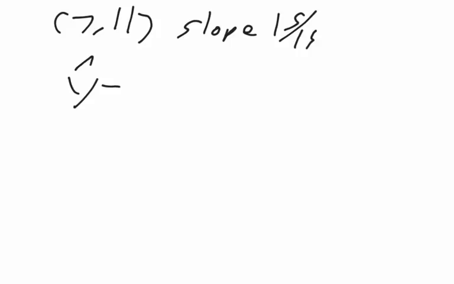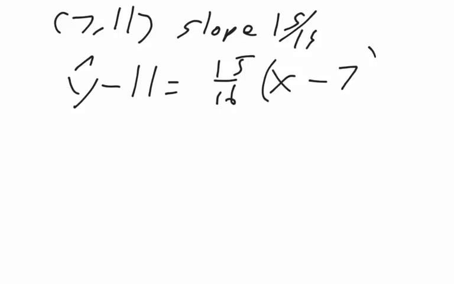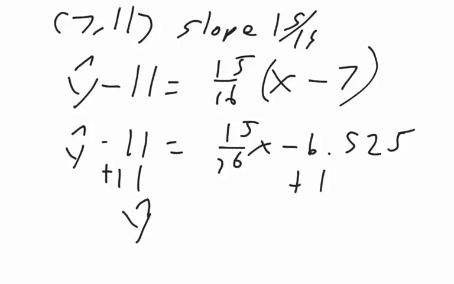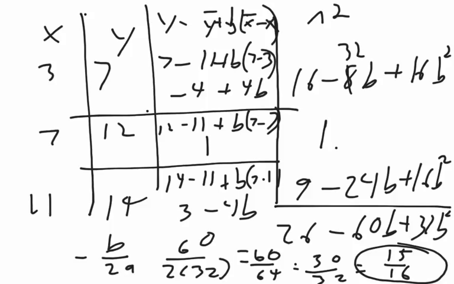So y hat minus 11 equals 15 over 16 times x minus 7. So y hat minus 11 equals 15 over 16x minus 6.525. So when I add 11 to both sides, I'm going to get y hat equals 4.4375 plus 0.9375x. Alright, upon checking my answers, I realized that this should have been negative 56.